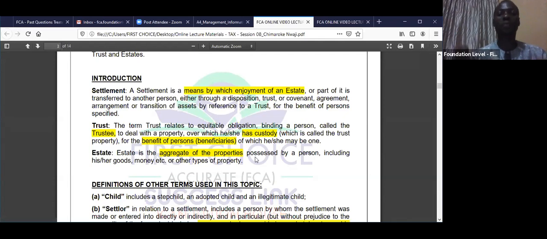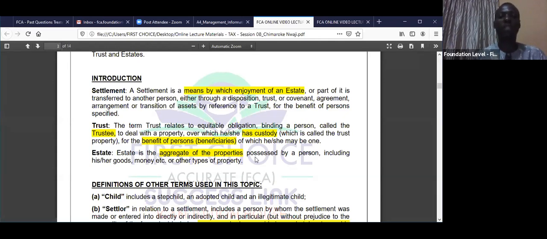It is the aggregate properties possessed by a person, including his goods, money, and so on, or other types of properties. So if someone says, what is your estate? You won't say until it is real estate. It's not a matter of real estate. The person is trying to tell in legal terms, what is the aggregate of your property? What are you worth? So you check what is your money in hand, money in bank, your real estate, your investment, everything, all of them, the aggregate of all your properties are your estate.